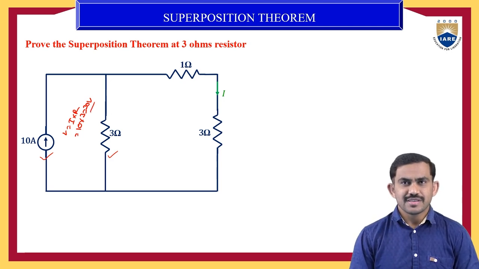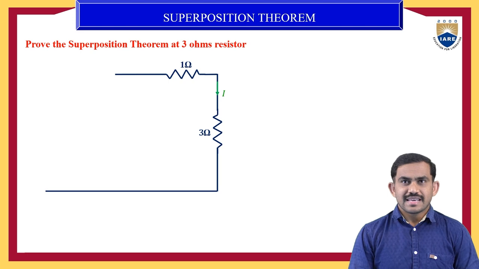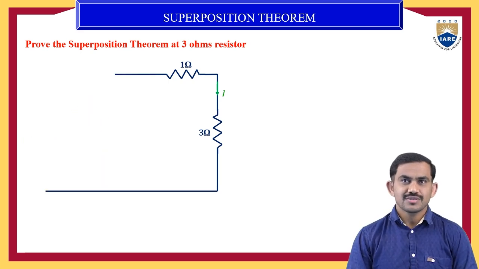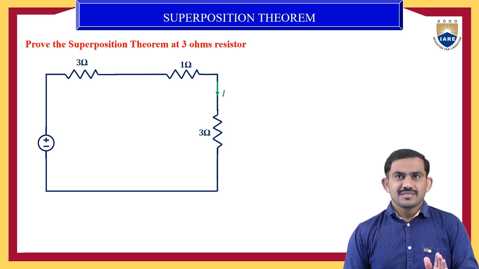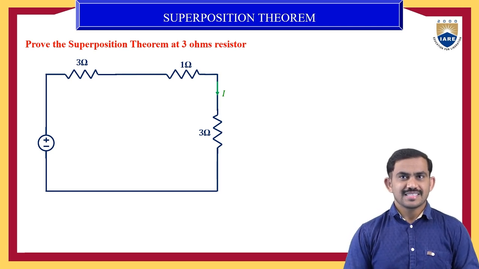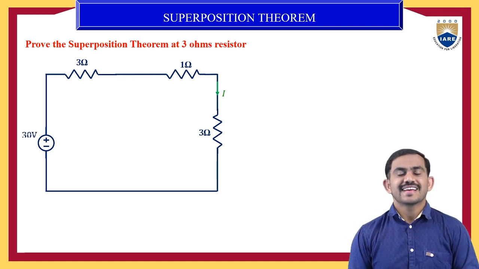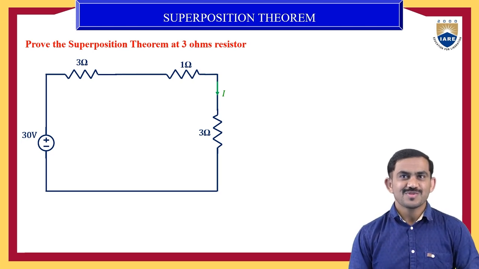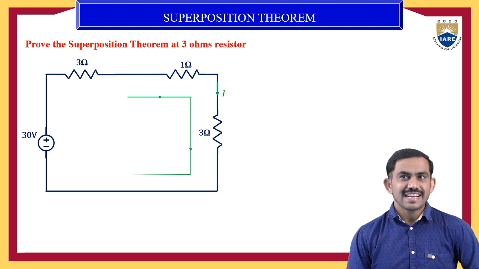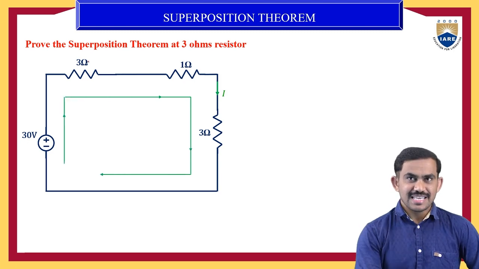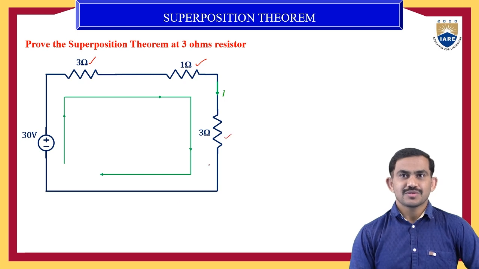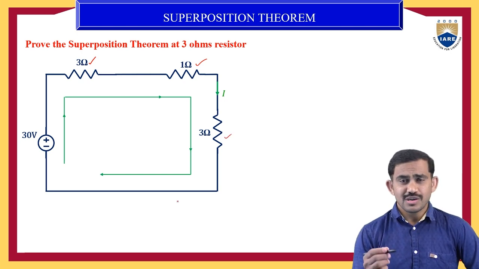So the current source as well as the 3 ohms converts to a voltage source in series with one resistor. What is the voltage value? That is 30 volts. Now how many loops do we have in the circuit? We have only one loop. One loop means we have only one current, that is your I current, with the same 3 ohms, the 1 ohm, and here 3 ohms.